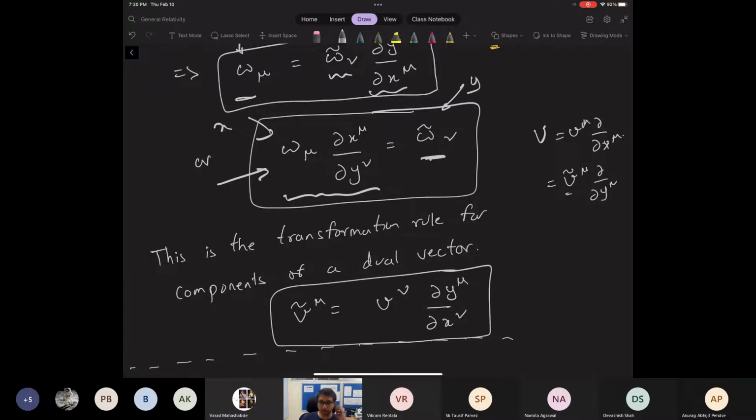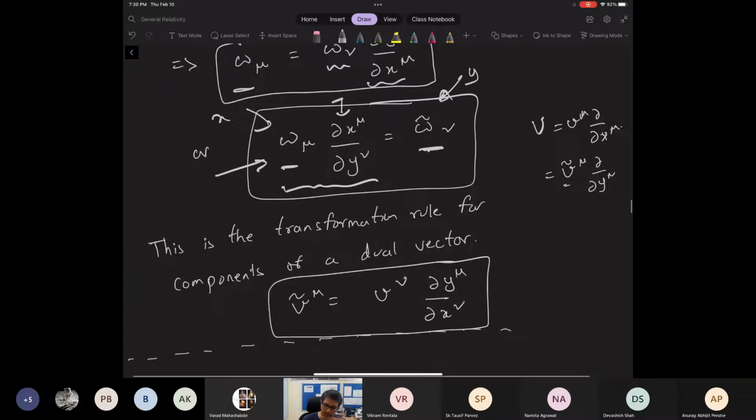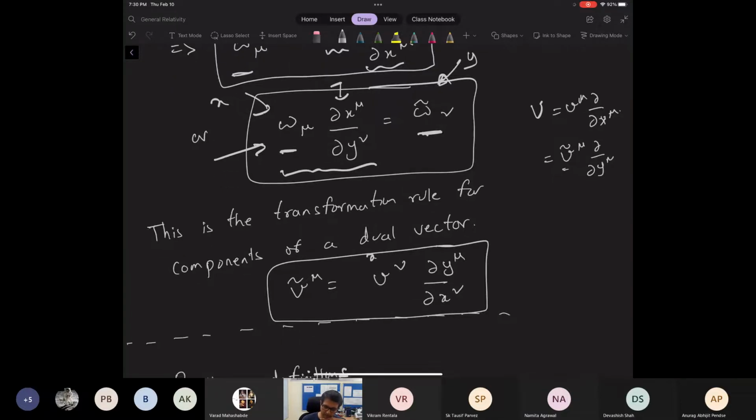So these two transform differently. This transforms from the x basis. If I want to go to the y basis, I will use partial x mu partial y nu and sum the coefficients. And if I want to go from the x basis to the y basis, I use partial y mu partial x mu, and then sum. So vector coefficients and dual vector coefficients transform differently under a coordinate transformation. This is very important to remember.